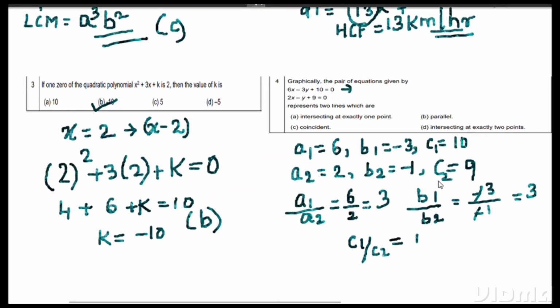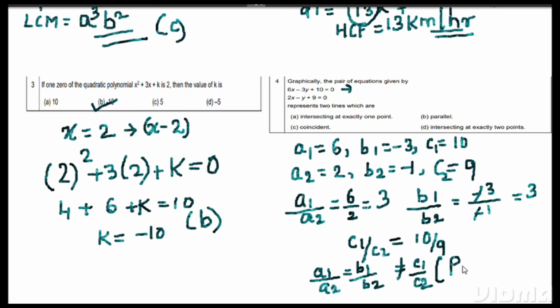So as you can see, A1 by A2 is equal to B1 by B2, but this is not equal to C1 by C2. So that means they are parallel. So the answer for this is B. So which is my answer? That is the second option. So this was the solution of the fourth question.